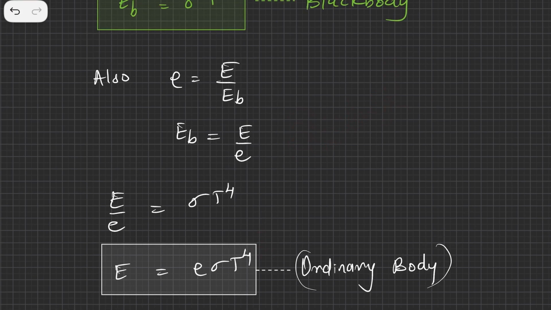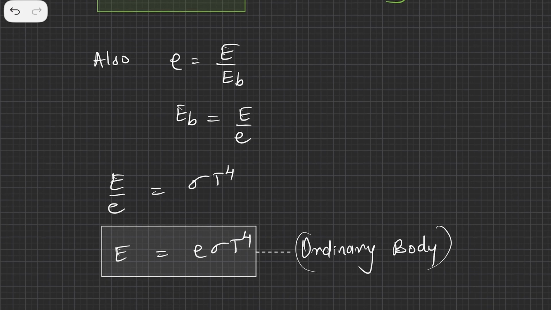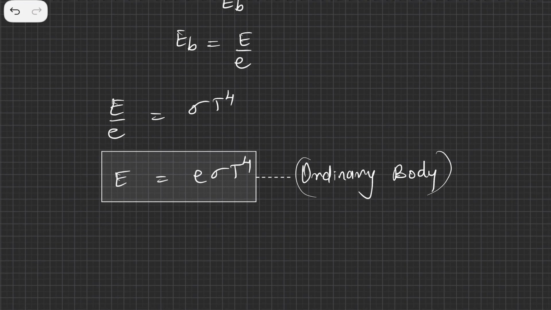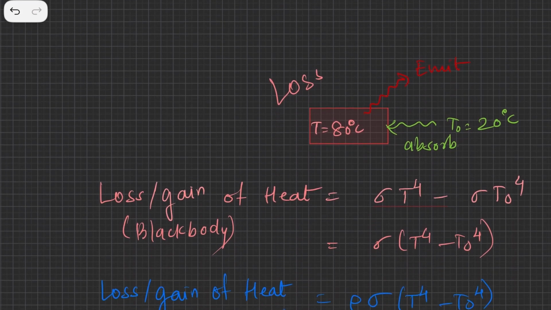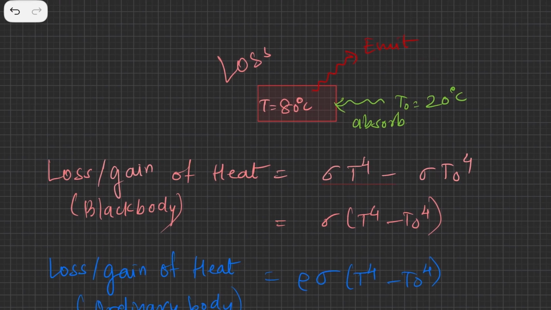So this marks the end of this Stefan Boltzmann's radiation law. But however, there is a small addition to this formula, and that is loss or gain of heat. Let's see what it is all about. Just focus on the laser marker where I am trying to show you. Now let's say suppose this is one body which is hot and its temperature is T is equal to 80 degrees Celsius, and the surrounding temperature is T0, which is equal to 20 degrees Celsius. So there is a temperature difference of 60 degrees Celsius.